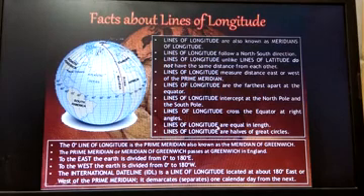Lines of longitude are equal in length. Equal in length means from here to here we can draw the same size. The next line we draw, the length is the same, but the distance is not the same. So there may be confusion.